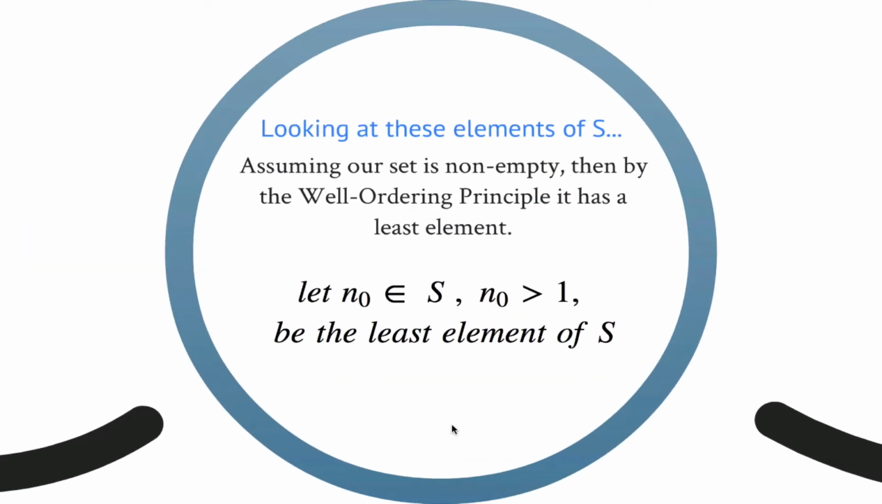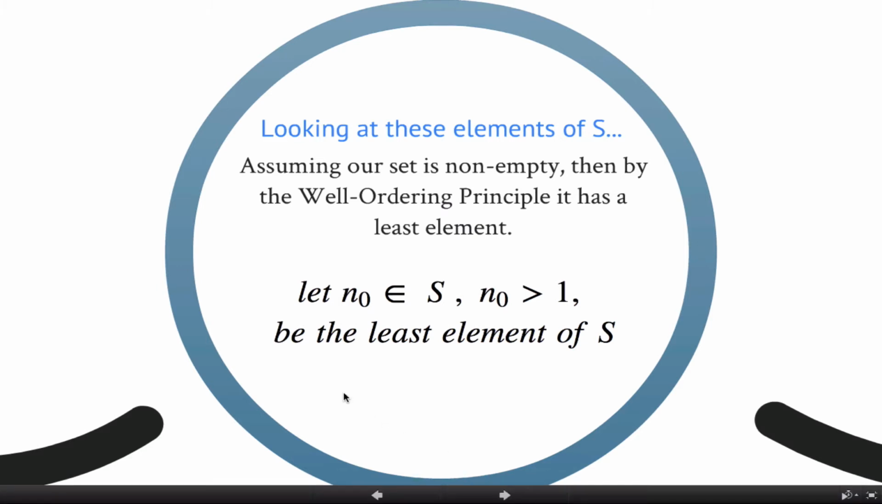So, if we look at the elements of S, we're going to use the well-ordering principle, which states that a set of natural numbers, which is non-empty, must have a smallest element in it. So, let n_0, which is an element of S, and n_0 is greater than 1, because we've assumed that all elements in S are greater than 1, be the least element of S.